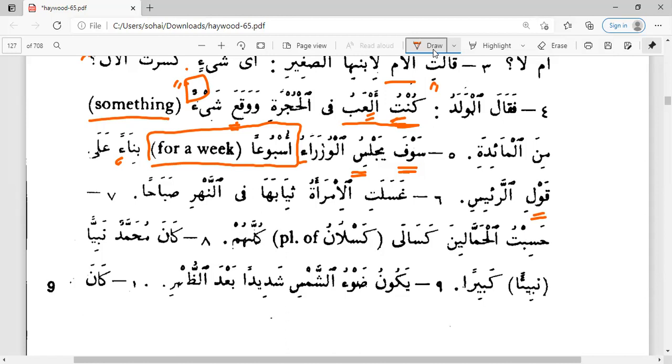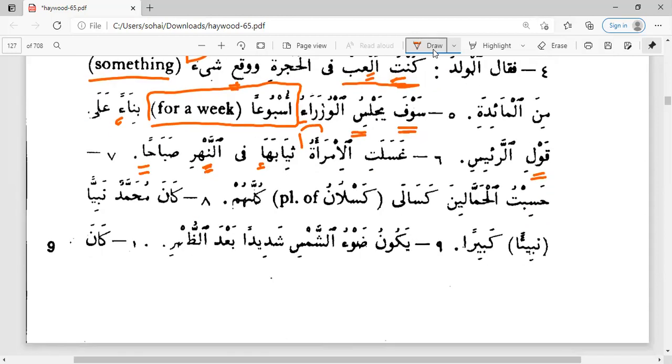So number 6, ghasalatil imra'atu siyabaha. So the imra'atu is the subject. Siyabaha is the object. So the woman washed her garments. Siyabaha fi nahri, in the river. Yes, in the river. What does sabahan mean here? What I mentioned? Sabahan means in the morning.